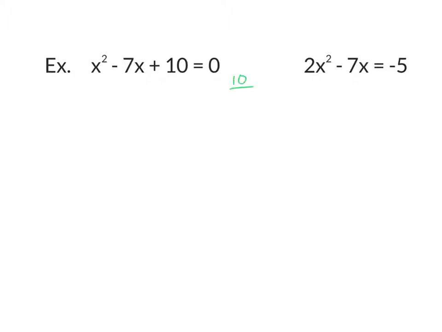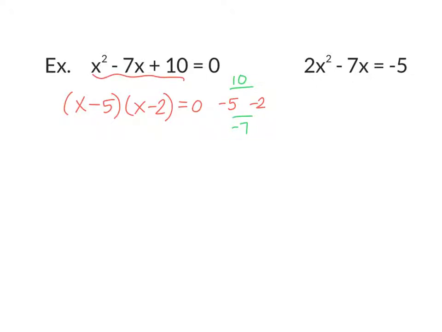So right, we're looking for two numbers that multiply to give me 10 and add to give me negative 7. And if you think about that for a minute, you should get negative 5 and negative 2. So then I'm going to write my factors out. It's going to give me x minus 5 and x minus 2 equals 0. So this is just an equivalent statement if I factor it out.